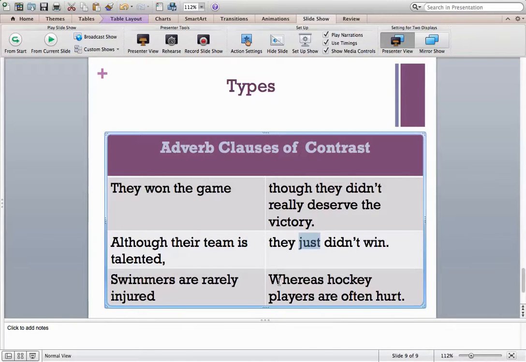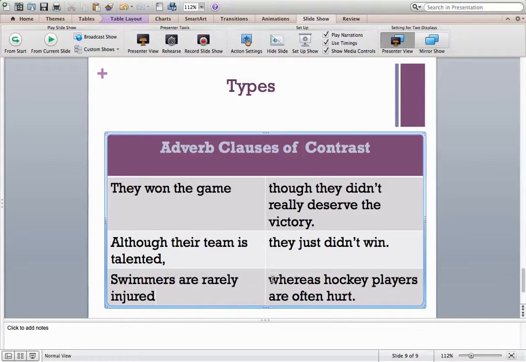Swimmers are rarely injured, whereas hockey players are often hurt. Whereas is a formal subordinator that means the same thing as while. In your book, they put a comma there, which is a mistake. The book made a mistake there.